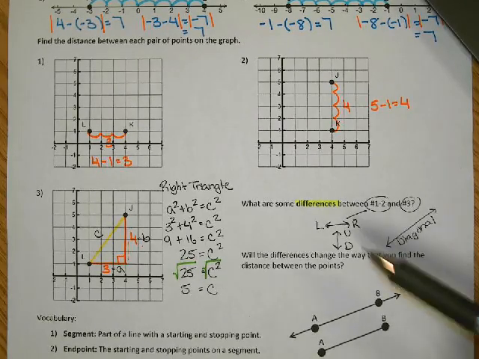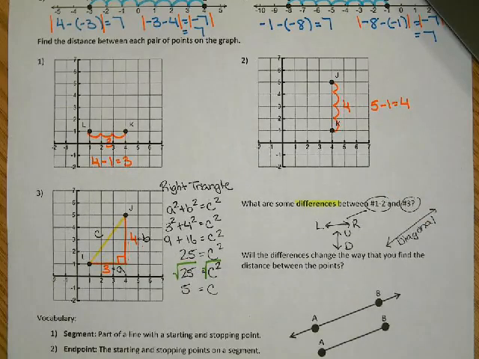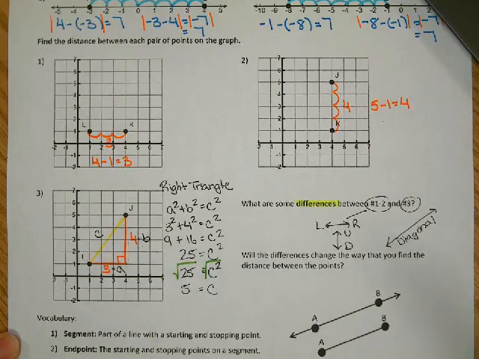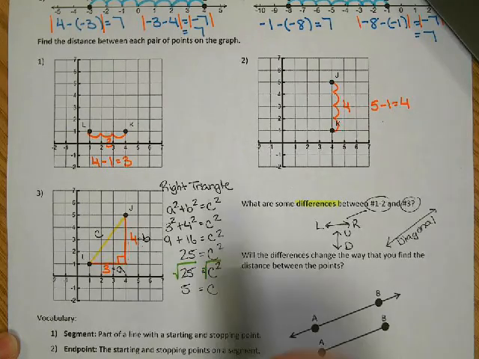So, what's the difference between the way we find the distance in numbers 1 and 2 and in number 3? How did we find the distance in 1 and 2? We counted. What else did we do? We counted and subtracted. When you have them on the diagonal, what do you have to do? When they're on the diagonal, we have to use the Pythagorean theorem. Okay.